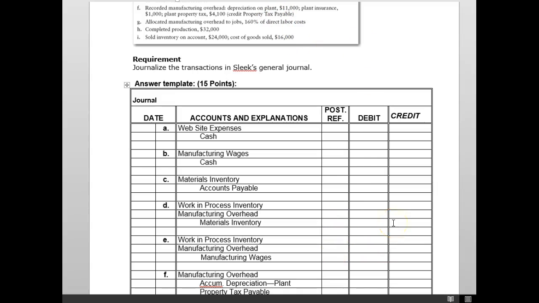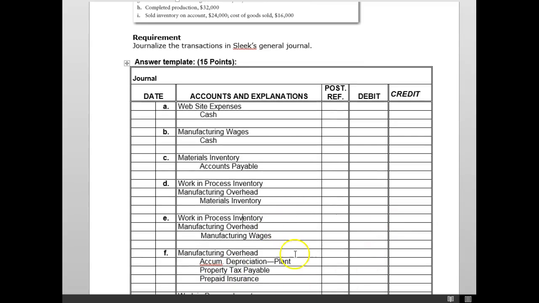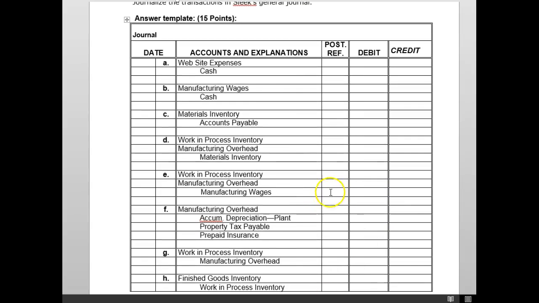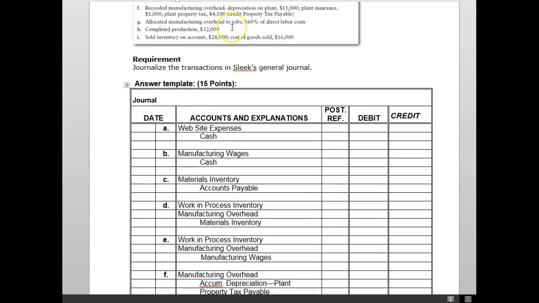So what have they got here? You've got manufacturing overhead, which is going to be a total of all of these, because they're all indirect costs. For G, let's see what G is. Allocated manufacturing overhead to jobs, 160% of direct labor costs.